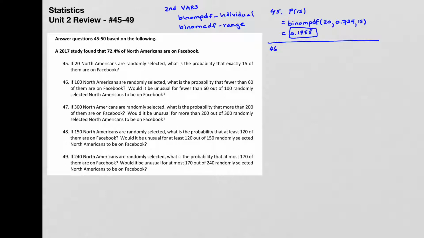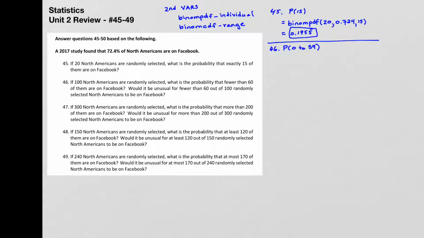Now let's take a look at 46. In this one it says, if 100 North Americans are randomly selected, what is the probability that fewer than 60 of them are on Facebook? So we're not looking for, say, the probability of 60. We're looking for the probability that whatever number it is is less than 60. So we want to go anywhere from 0 to 59 successes, because fewer than 60 has to end at 59.